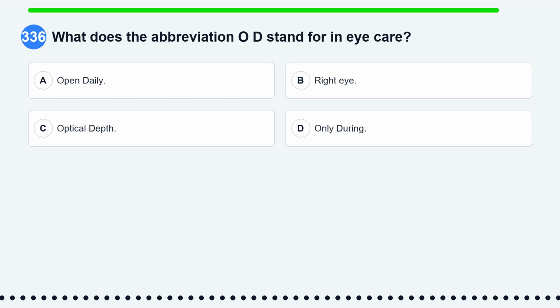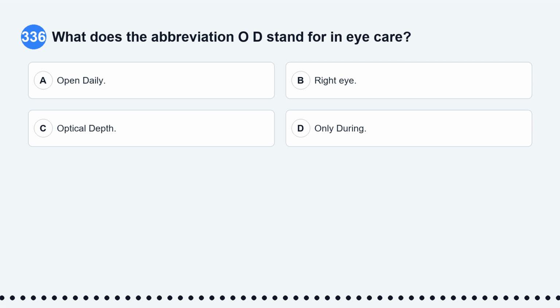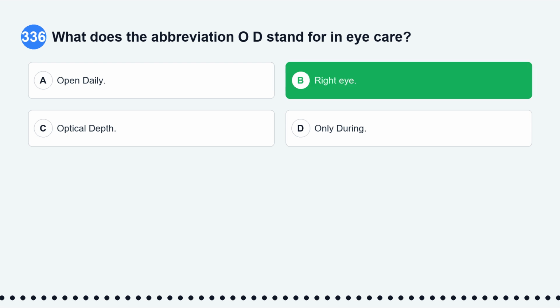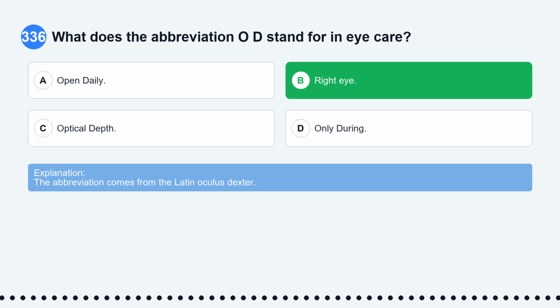Question 336. What does the abbreviation OD stand for in eye care? Option A, open daily. Option B, right eye. Option C, optical depth. Option D, only during. The correct answer is option B, right eye. The abbreviation comes from the Latin oculus dexter.